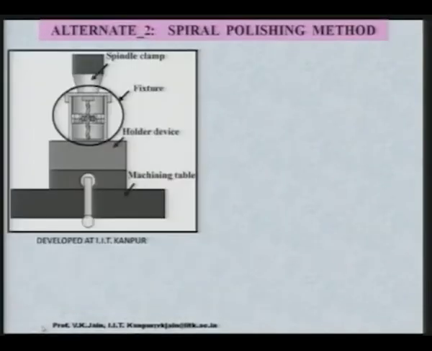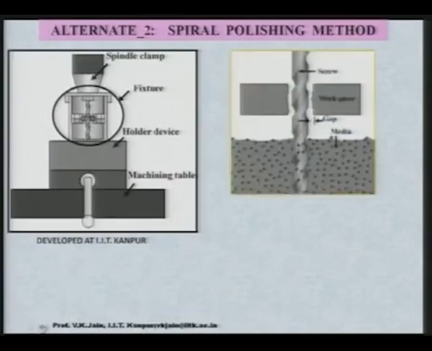Another attempt was also made, where they have used the spiral polishing method. In this particular spiral polishing method, as you can see, they have used a screw passing through the cylindrical workpiece, and this screw is rotated as you can see in this particular figure, and the medium is flowing up and down as in earlier cases. As a result of that, the finishing rate improved to some extent.